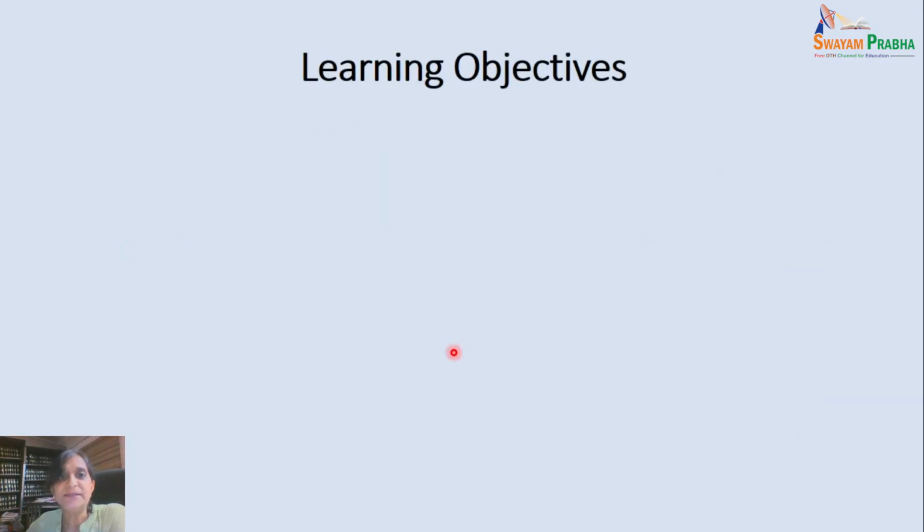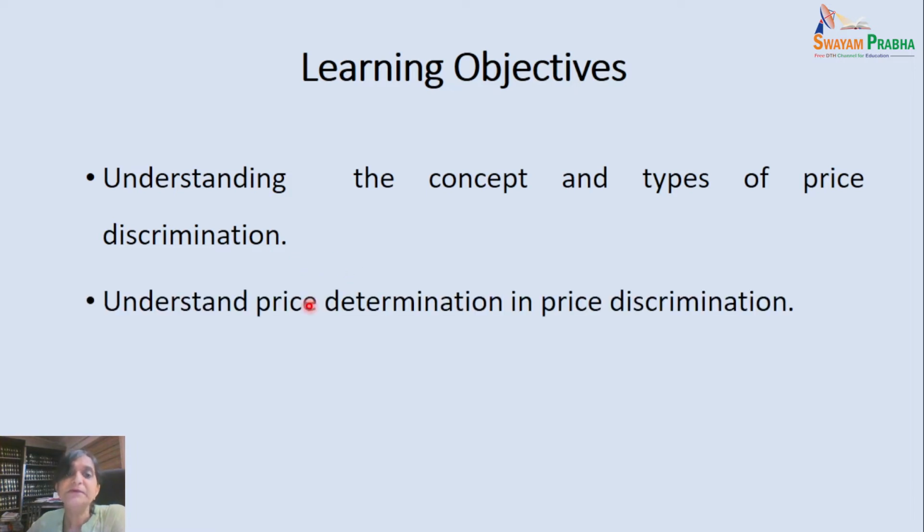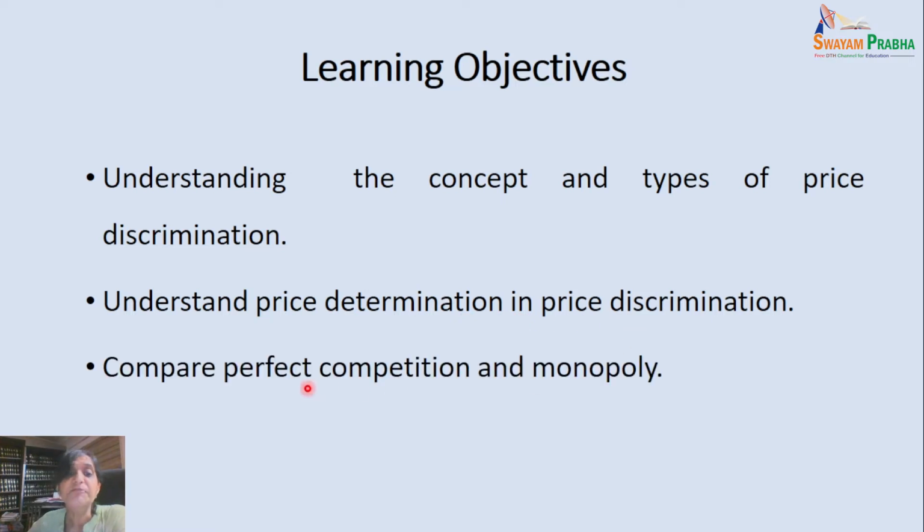Let us, my dear learners, have a look at what are going to be the learning objectives. Today, we will be understanding the concept and types of price discrimination. Then, we will understand the price determination in price discrimination, and thereafter, we will compare perfect competition and monopoly.